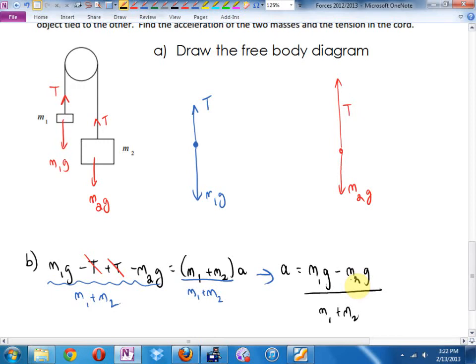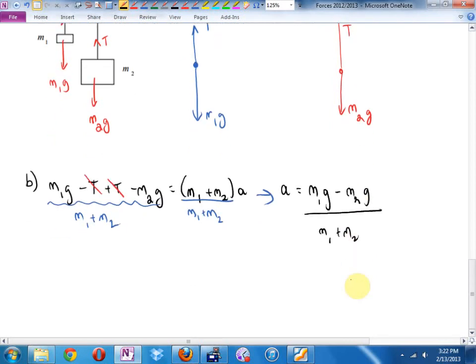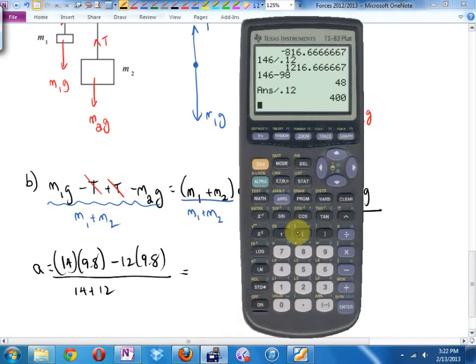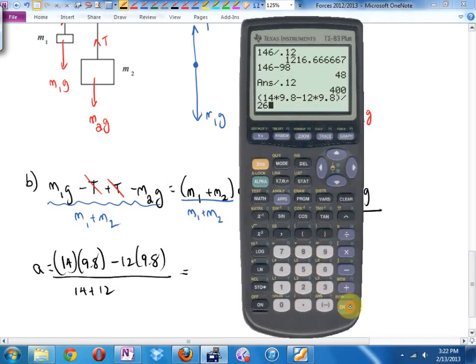Are you okay typing that in yourselves? It would be 14 times 9.8 minus 12 times 9.8 divided by 26, whatever. I don't really care what the answer is. I'm just making sure you can get the method, okay? We are going to need this answer after all, because to find tension, I need this answer here. So it's going to be 14 times 9.8 minus 12 times 9.8 divided by 14 plus 12, which is 26. Bracket 14 times 9.8 minus 12 times 9.8, close bracket, divided by 26. Again, acceleration of 0.7538. I'll call it 0.754.